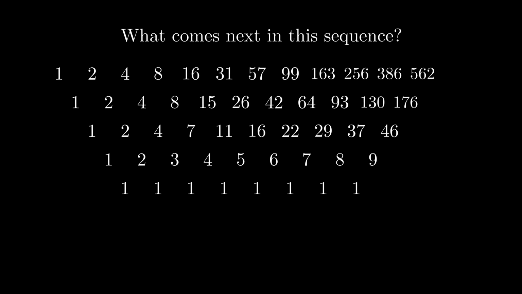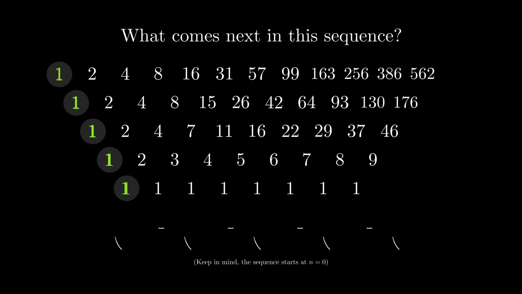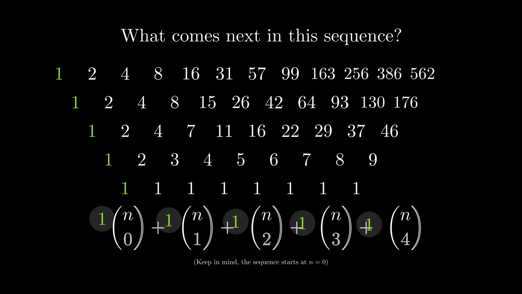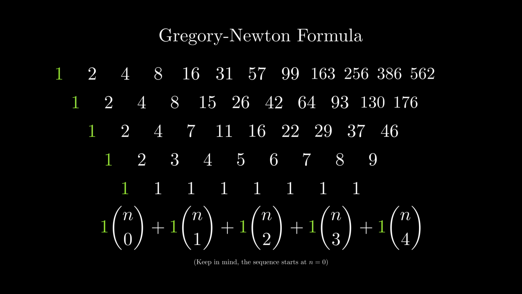If you were me, you'd probably be hoping for a formula to spare us all from this computation by now. Fortunately, there's a trick. By simply collecting these values in the first diagonal as the coefficients, we now have a formula for the sequence in the top row. This is known as the Gregory-Newton formula. As long as the sequence is polynomial, this formula will work, since the combination numbers here are polynomials.